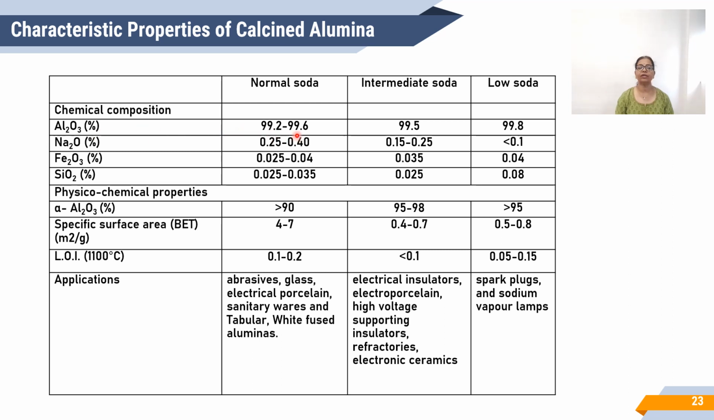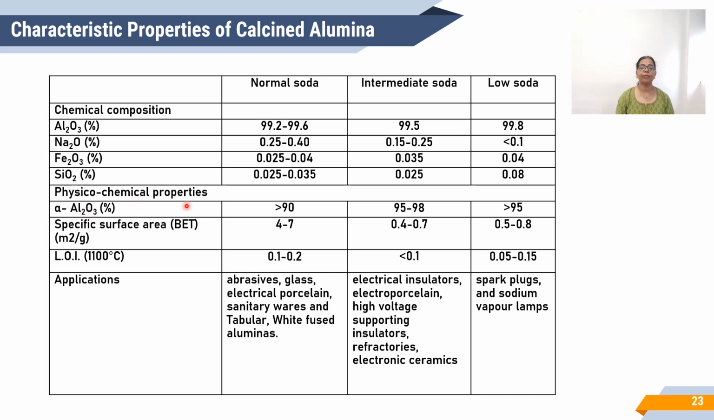Alumina is 99 to 99.6%, 99.5% and 99.8%. And if the soda content is below 0.1%, like if the impurities are soda 0.07 to 0.8%, we can get an alumina content of 99.9% also. That is, 3N alumina is produced by this method.